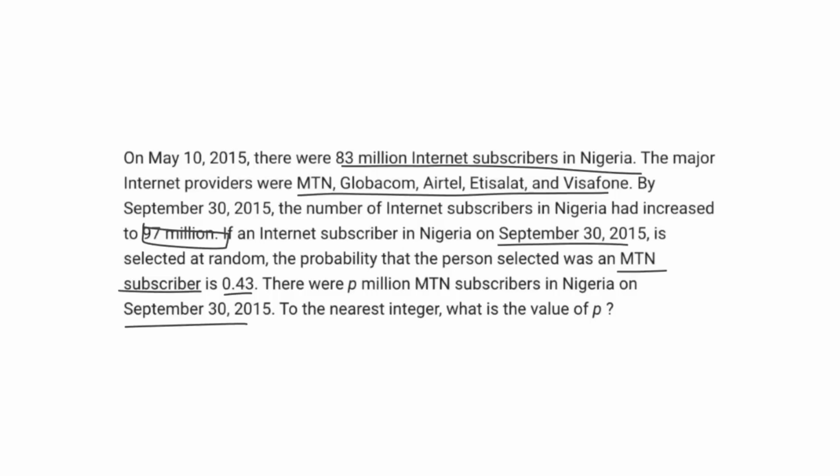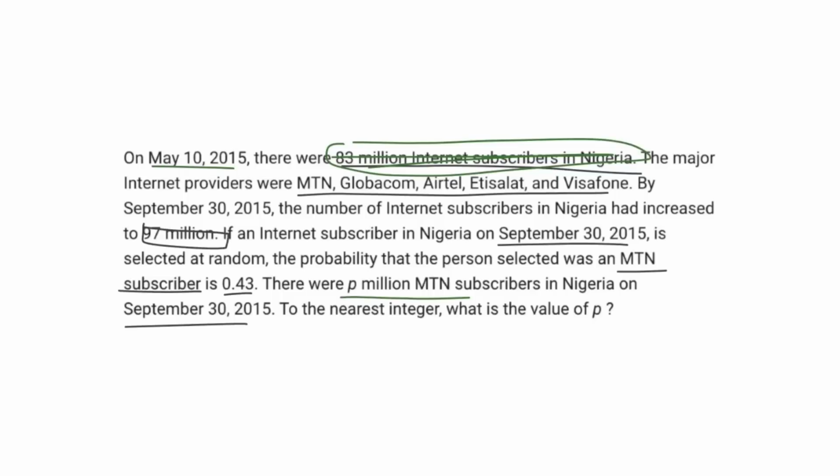So this is interesting. This information of 83 million internet subscribers in Nigeria on May 10th is irrelevant to our equation. It asks, to the nearest integer, what is the value of P? And let's remind ourselves P is the millions of MTN subscribers in Nigeria on this date.